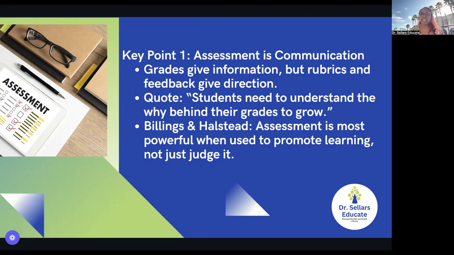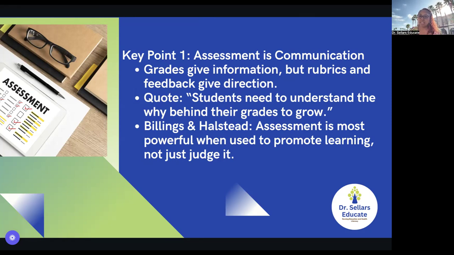Billings and Halstead says assessment is most powerful when it is used to promote learning, not just judge it. All right, so I want to say that again. I think that's very powerful. Assessment is most powerful when it's used to promote learning, not only judge it.